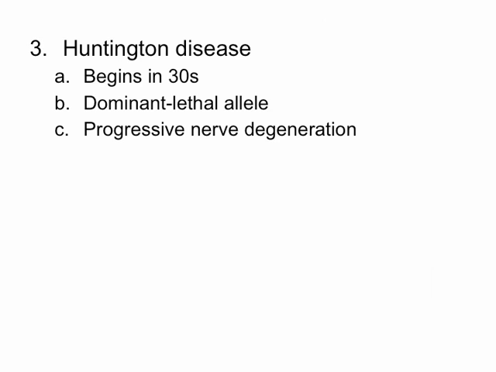Huntington's disease. This disease begins in your 30s. It is a dominant lethal allele. So if a person has a copy of the dominant gene, they are going to unfortunately come to a demise as a result of Huntington's disease. It is a progressive nerve degeneration type of disease.